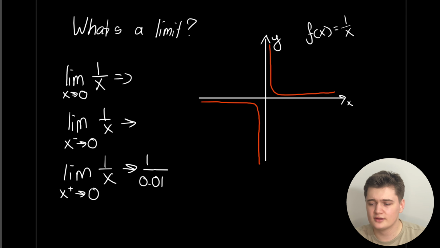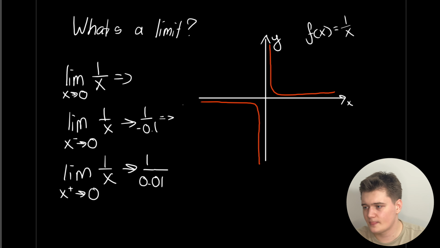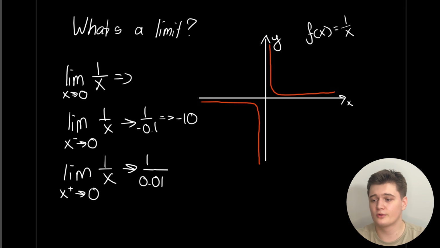Let's take a look at this part. It's on the negative side, approaching from the negative side. Same thing, if we plug in 0.1, actually in this case we have to plug in negative 0.1, because we go from the left side, which is negative. If we divide it, we get negative 10. Therefore, when x is negative 0.1, our y value is negative 10. So if this is negative 1 over here, it's going to be negative 10.